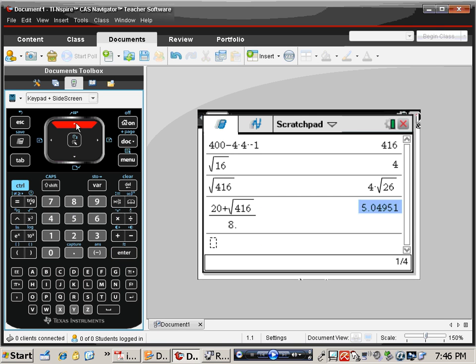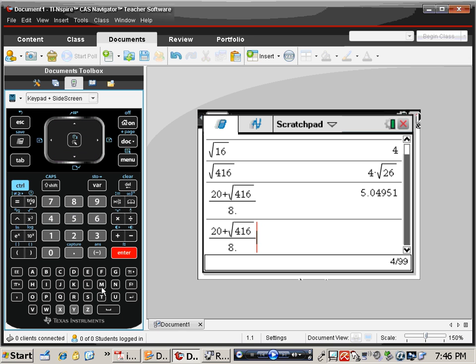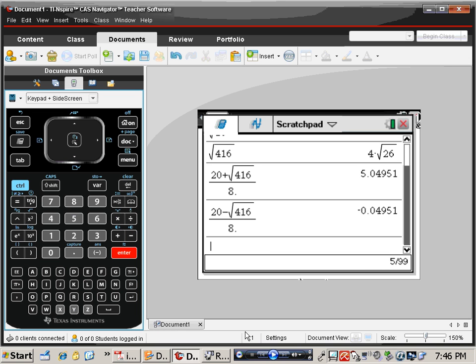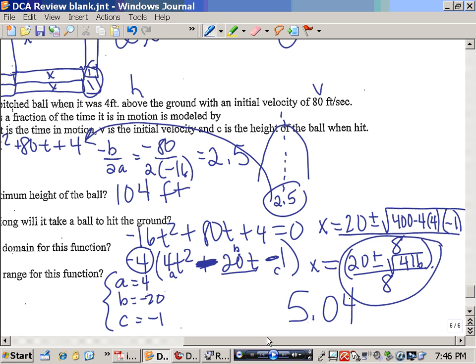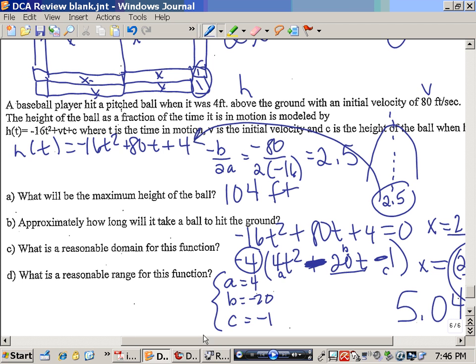Remember, if I go up arrow twice, I went too many times, and then I hit enter, it will paste it. And then using my right arrow key, I go back to the positive and change it to a minus sign. Hit enter. I have negative 0.04, but that doesn't make sense for time. So how long will it take to hit the ground is 5.04 seconds.